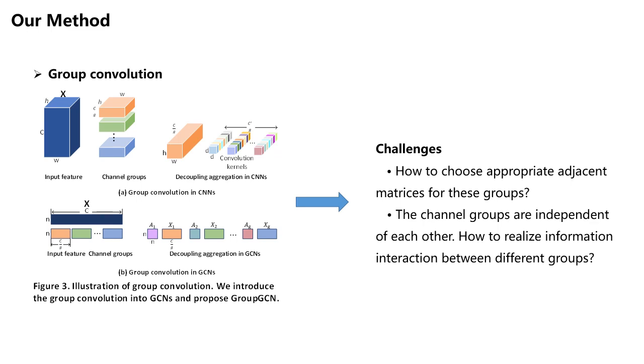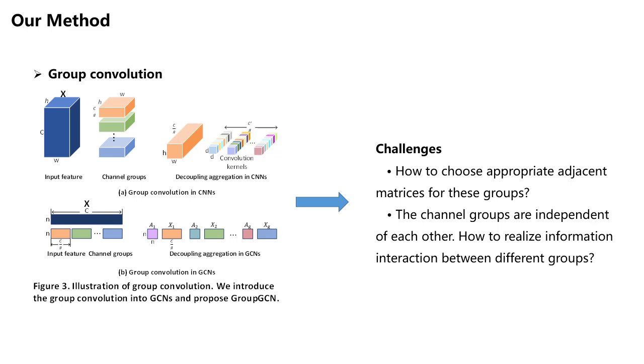To resolve this issue, we introduce group convolution to GCNs, similar to the group convolution in CNNs. We also divide the channels into G groups. Every group has an independent adjacency matrix in Group GCN. Channels in a group share one adjacency matrix to reduce the redundancy of the adjacency matrices.